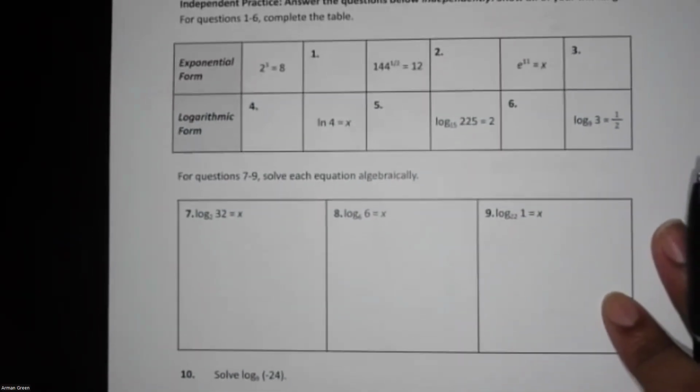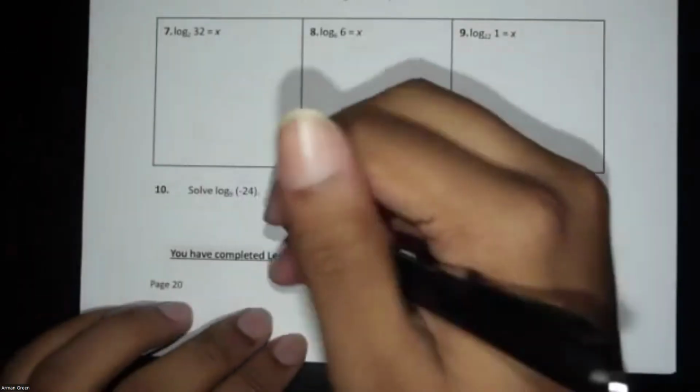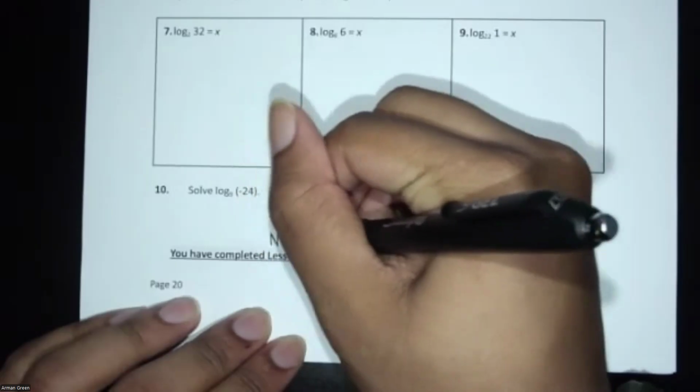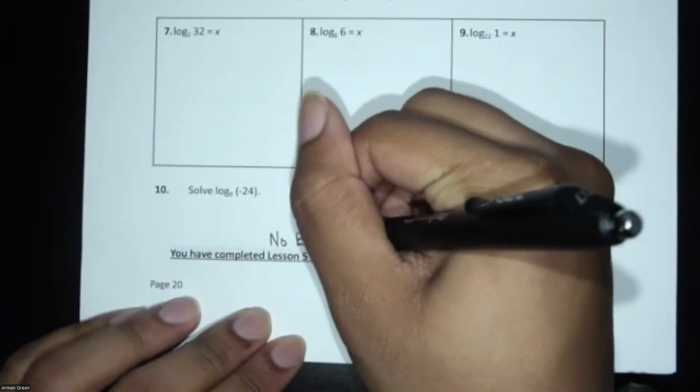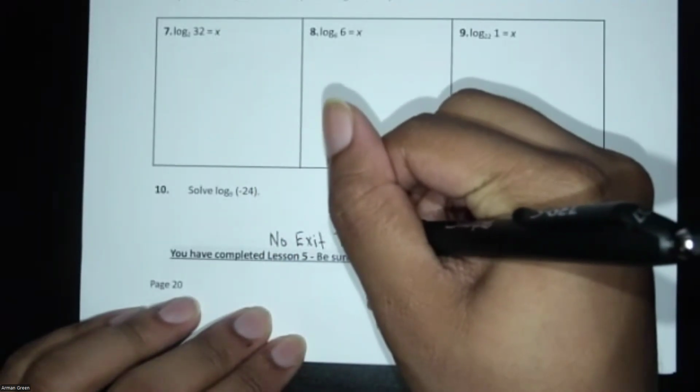So this is your assignment for today. You have these 10 problems here provided. Now, I know at the bottom of page 20, I did say that there is an exit ticket that you need to complete on Illuminate. Good news, there is none. So there is no exit ticket for lesson 5.